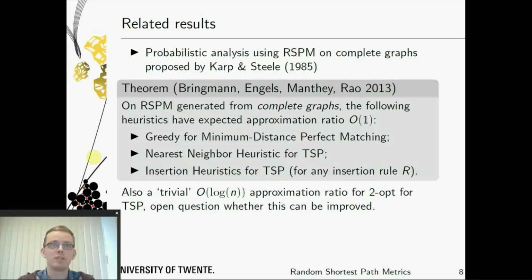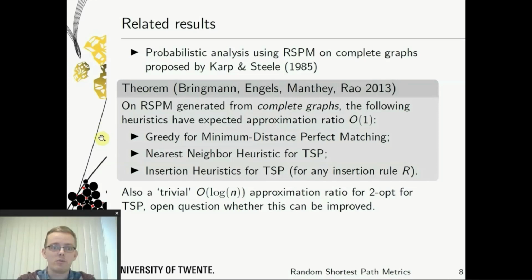It took some time before the first actual results of a probabilistic analysis on this model were found. This was a couple of years ago in a paper by Brinkmann, Engels, Manthey, and Rao, and they used a complete graph on n vertices to generate the random shortest path metrics, and showed that in this model several simple heuristics achieve a constant expected approximation ratio. And I've listed here the ones that are relevant to our recent results. In the paper there are some additional results.